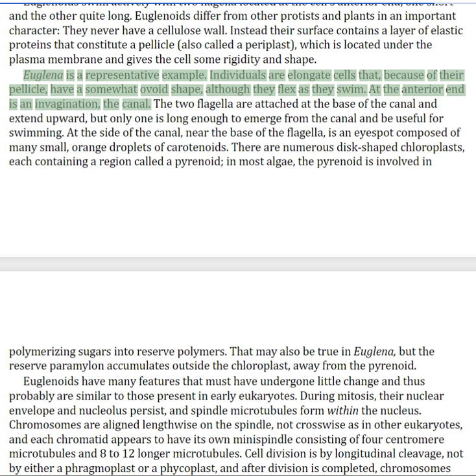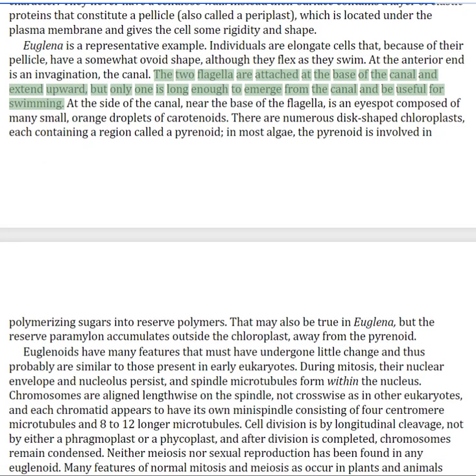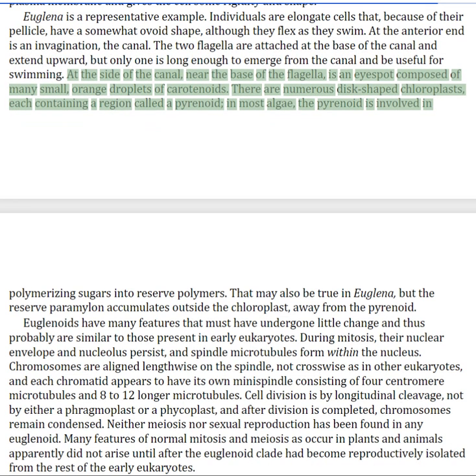Individuals are elongate cells that, because of their pellicle, have a somewhat ovoid shape, although they flex as they swim. At the anterior end is an invagination, the canal. The two flagella are attached at the base of the canal and extend upward, but only one is long enough to emerge from the canal and be useful for swimming. At the side of the canal, near the base of the flagella, is an eyespot composed of many small, orange droplets of carotenoids. There are numerous disc-shaped chloroplasts, each containing a region called a pyrenoid.